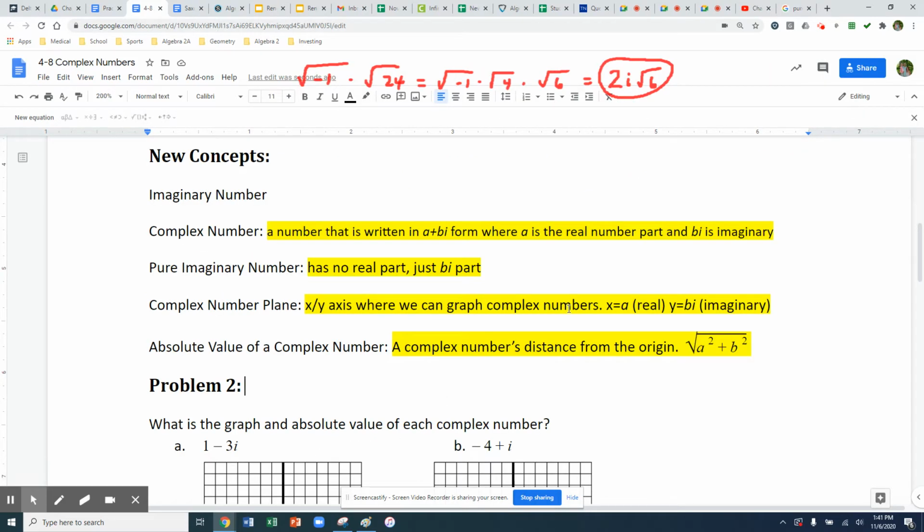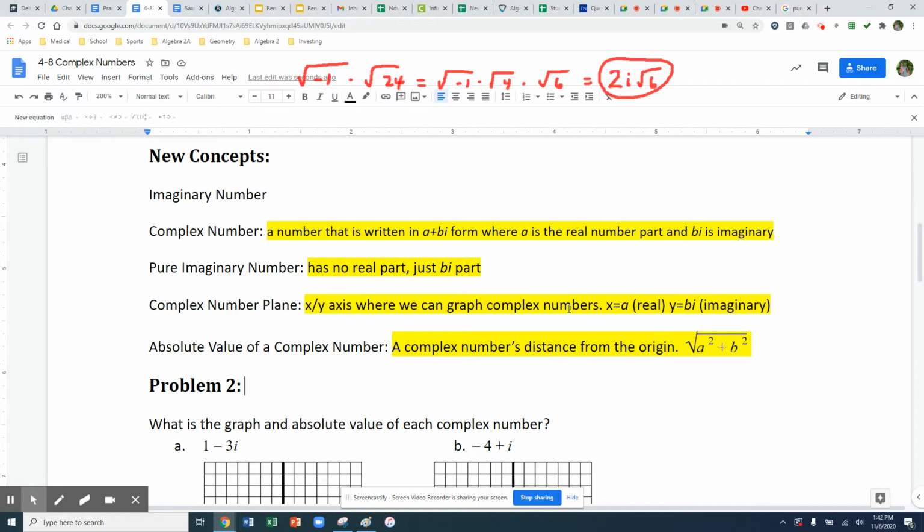Some new concepts. We defined imaginary number above. A complex number is a number that is written in a plus bi form, where a is the real number part and bi is the imaginary part. So we can take the real number part and imaginary part when we start to solve using the complex number system. A pure imaginary number has no real part, just the bi part, so just the imaginary part.